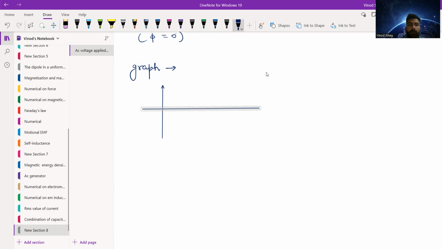Okay, so first of all, let's draw the graph for voltage V. It is a sinusoidal graph, so it will look like this, with time t on the axis, and we are plotting the graph of voltage V.